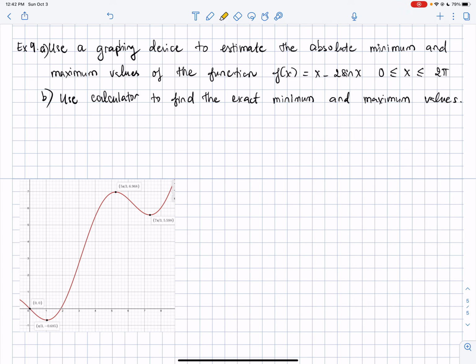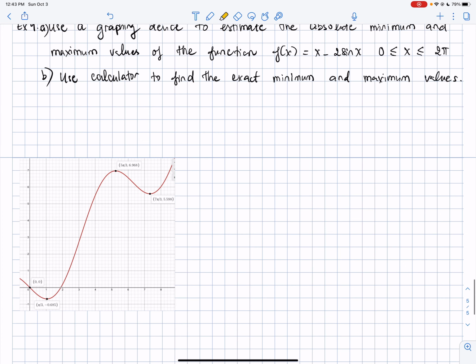Example number 9, Part A. Use a graphing device to estimate the absolute minimum and maximum values of the function f of x equals x minus 2 sine of x in the closed interval from 0 to 2 pi. So we have the technology and I already graphed it before. Now we look at the interval from 0 to 2 pi.